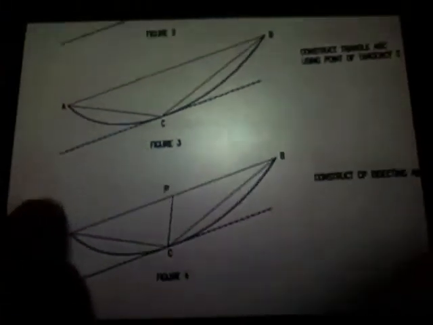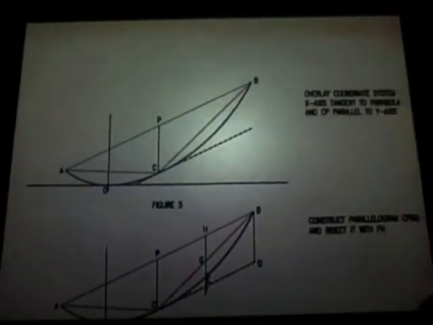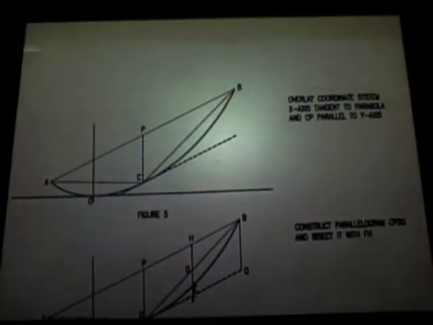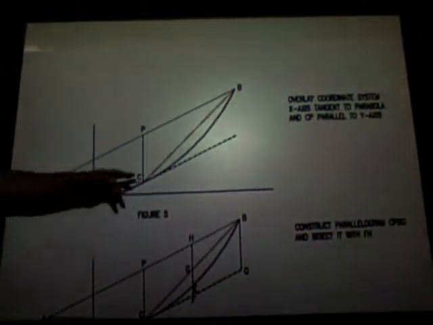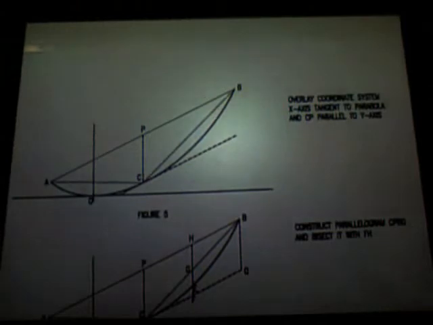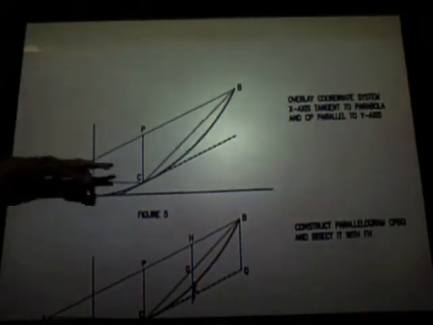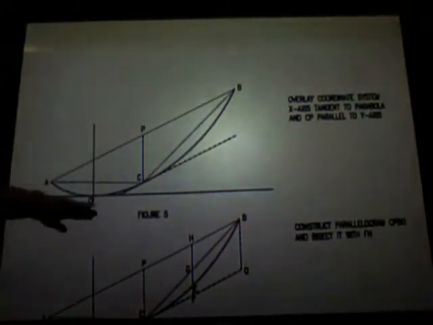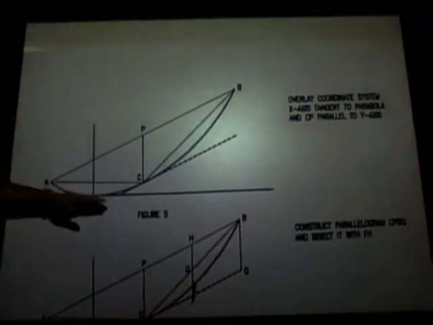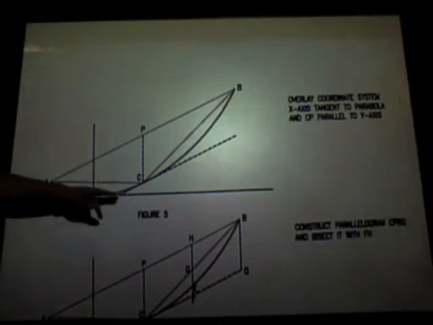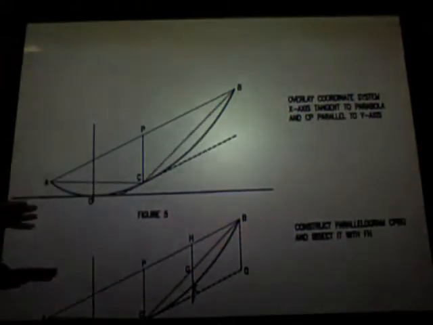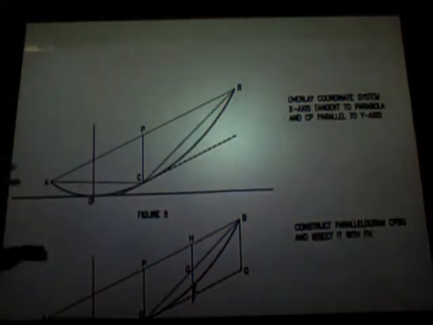The next thing you do is rotate the whole mess so that this line CP is vertical, and you impose a coordinate system now. The y-axis obviously is parallel to it, and the x-axis is tangent again to the parabolic arc. So this point of tangency and this point of tangency have nothing to do with one another. They were tangent for different purposes.